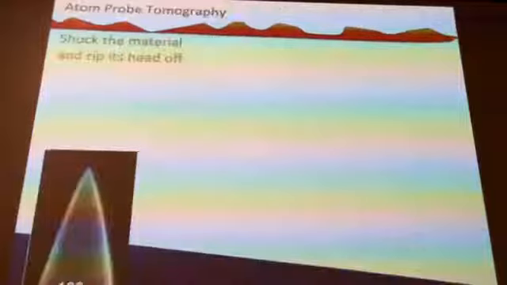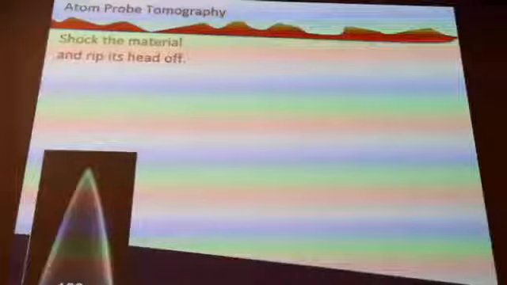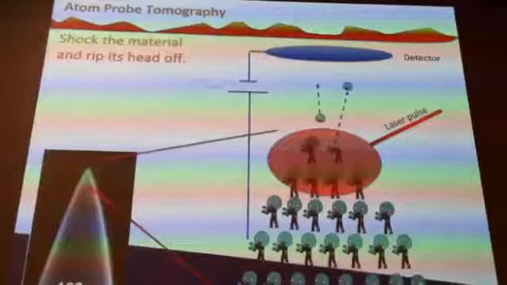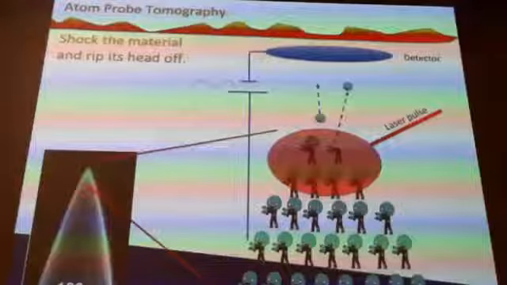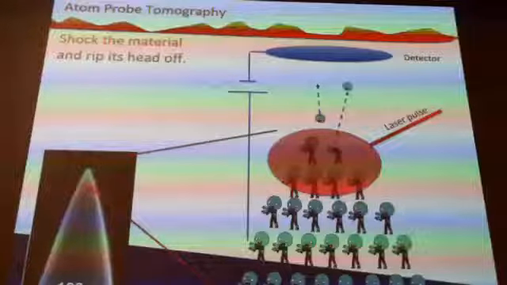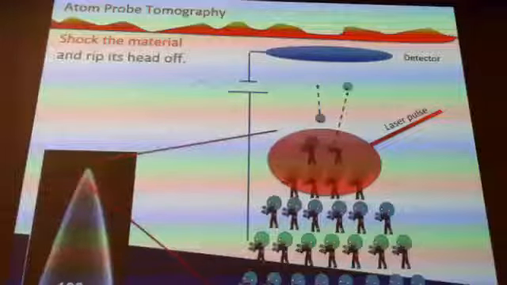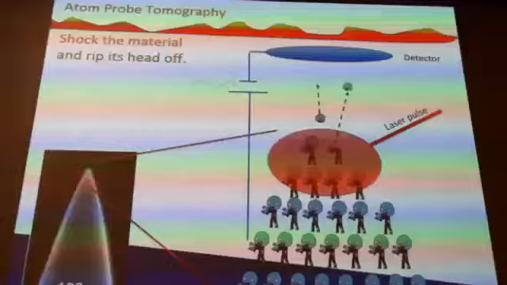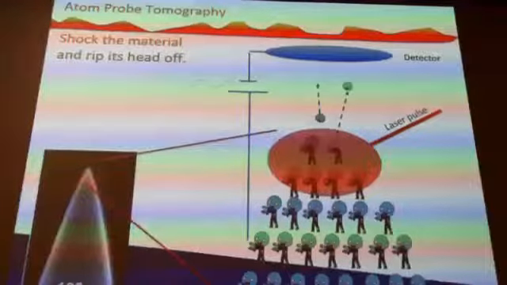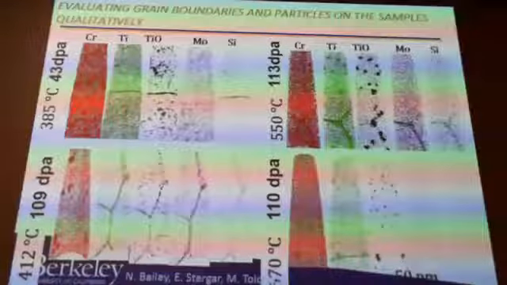Lastly, I do want to point to another technique we can use to look at things. Essentially, we want to shock the material and rip its head off, and I mean this literally. We have the atoms in here. Here are our metal atoms, and we shock them with a laser pulse, or sometimes with a voltage pulse, and we rip the atoms off the material. How long it takes for the atom to hit the detector tells us what isotope it was. Where it hits the detector tells us where it was sitting in that structure originally. And so we can create 3D maps of various isotopes in a material.